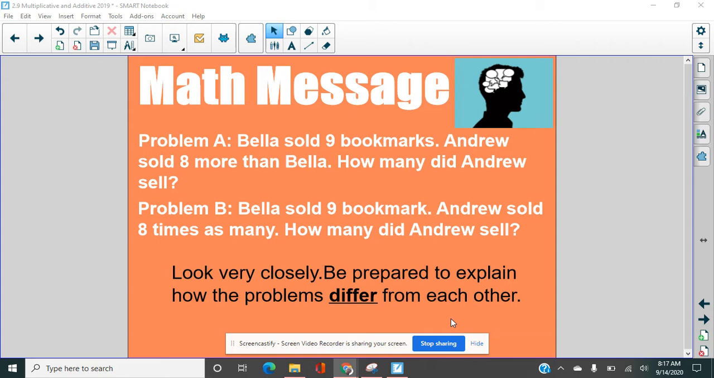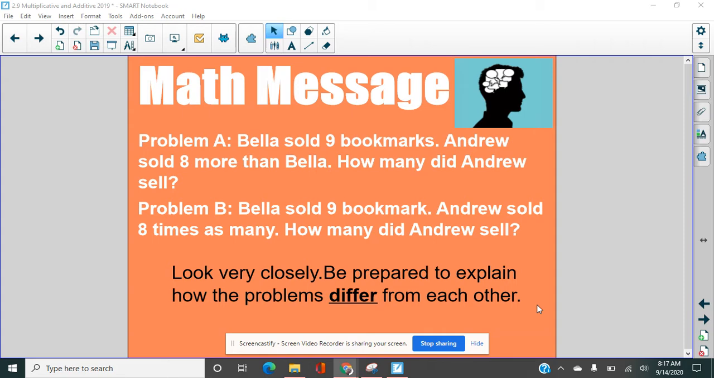Today we're going to talk more about these multiplicative comparisons, but we're going to add a couple things to what we did yesterday. So I want you to take some time, this might take a little while, to read problem A and problem B, and then be ready to tell me how these problems differ. What is different about these two problems?